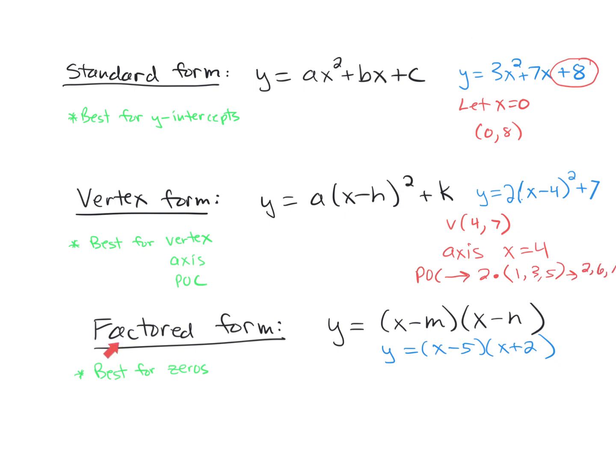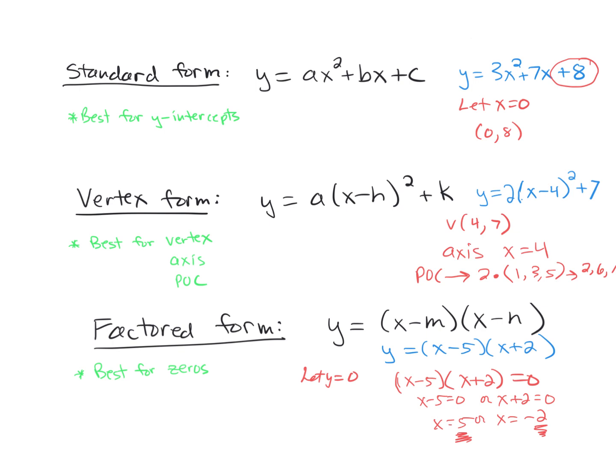And then the last form, the factored form, is best for finding zeros. So I have an example here. Remember that when we find zeros, we let y equal 0, because zeros are also called x-intercepts. So if I take this and put 0 in for y, I get a quadratic equation that we have solved many like this before. You set each factor equal to 0, and then you solve them, and we get x equals 5 or x equals negative 2. So the numbers 5 and negative 2 are the x-intercepts, which are also called zeros.